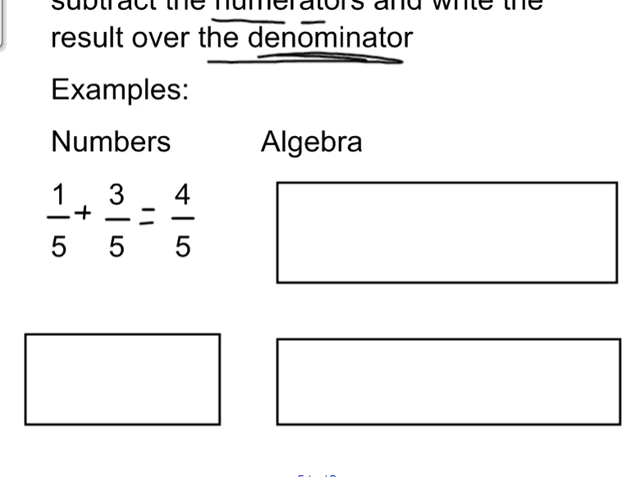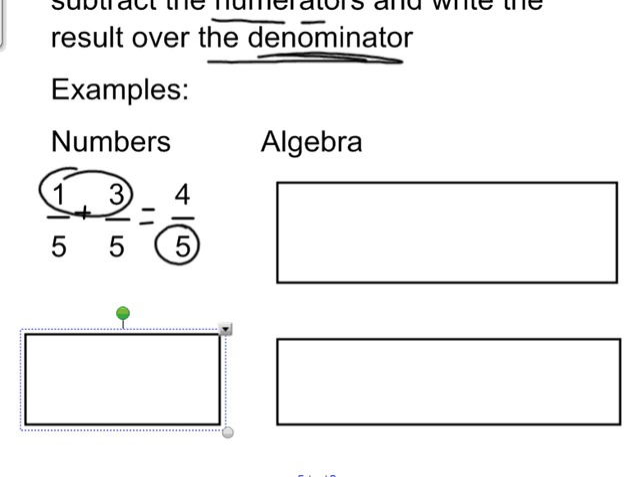If we look at, we've got 1/5 plus 3/5. We simply add our numerators together and keep the denominator the same. So 3 plus 1 is 4 over 5, 4/5. So 1/5 plus 3/5 is 4/5.